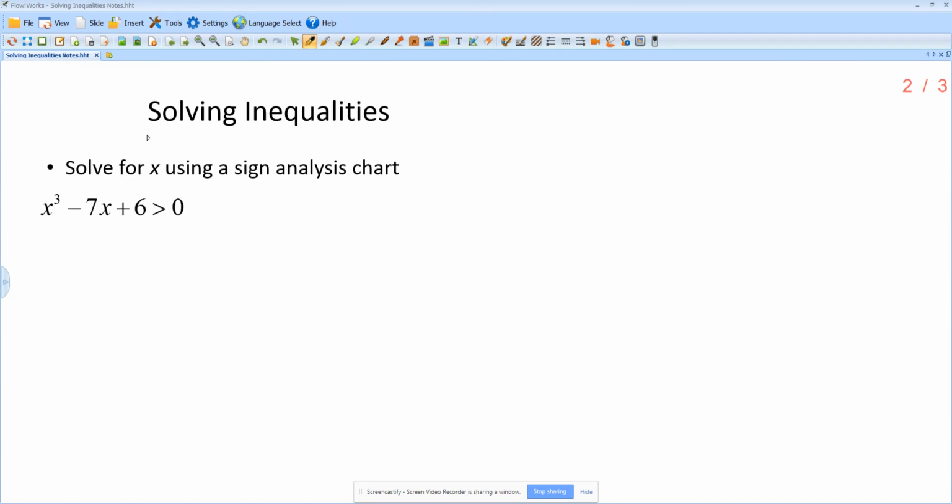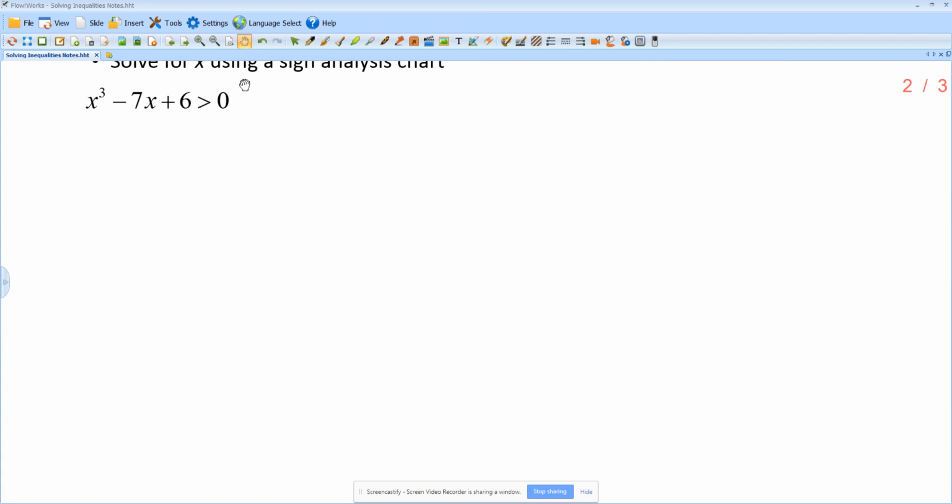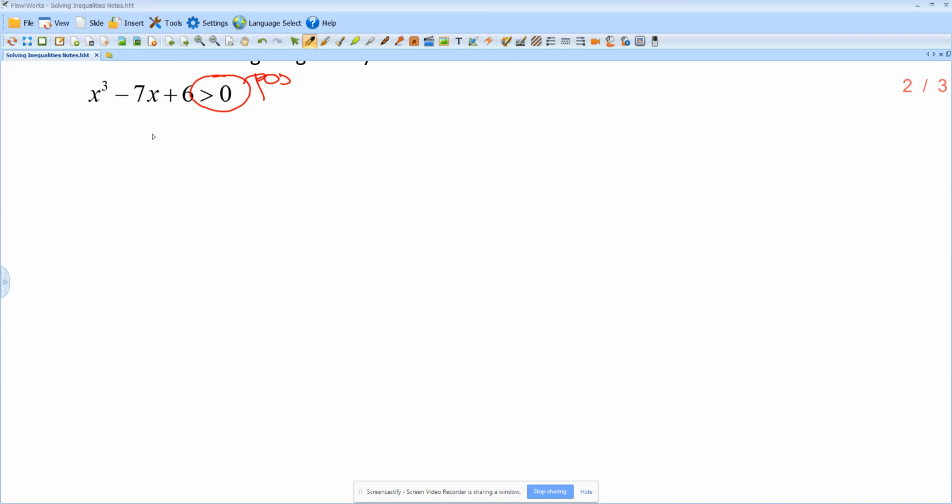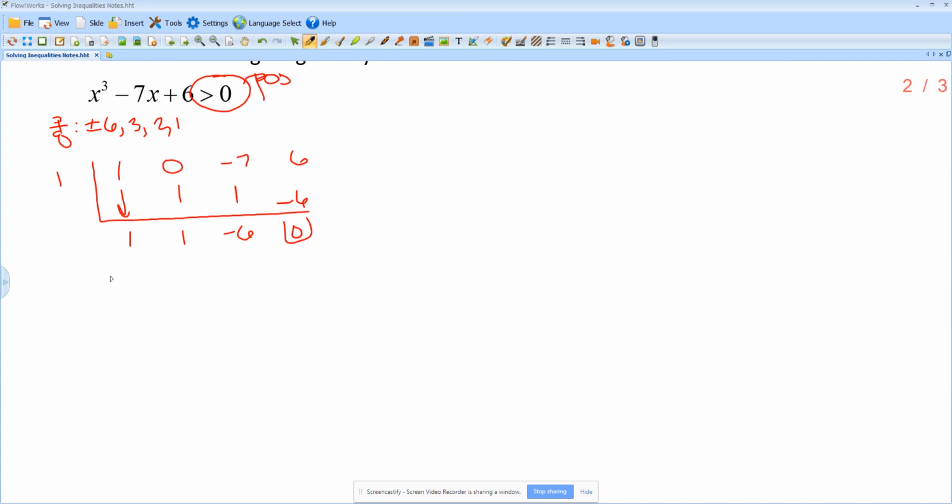All right, x cubed minus 7x plus 6 is greater than 0. So I'm looking for something that's positive and not including 0. Now, that is not factorable because this is cubed. So I do rational zeros test, p's and q's, plus or minus 6, 3, 2, and 1. I happen to know that 1 works. And when I'm listing these coefficients, remember that I need a 0 in that placeholder. So I get x squared plus x minus 6.